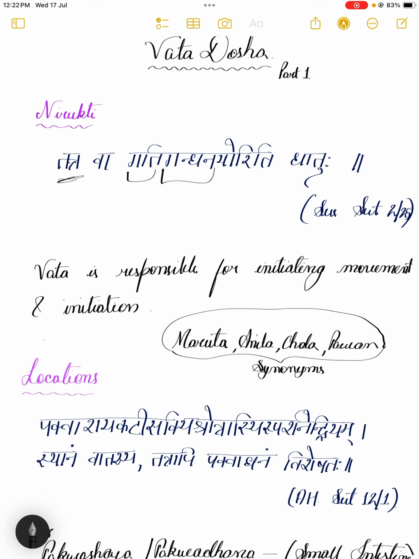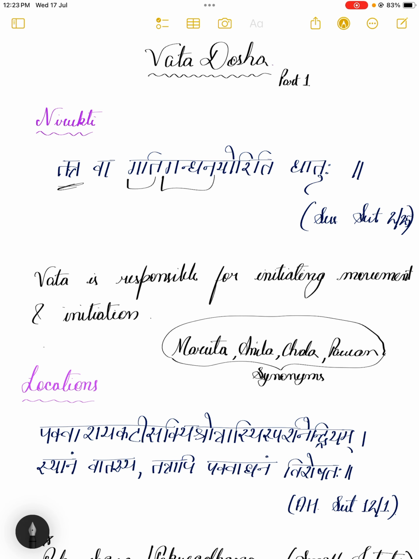Now, what does Gati mean? Gati can be understood as any kind of movement, and Gandhan means any kind of initiation activities or enthusiasm. In short, Vat is responsible for initiating movement and is responsible for enthusiasm. So this is the meaning of the nirukti of Vat, that is Tatra Va Gati Gandha Nayara iti dhatuhu.